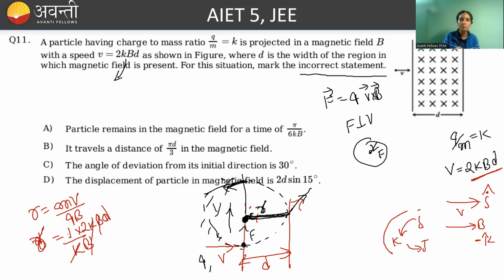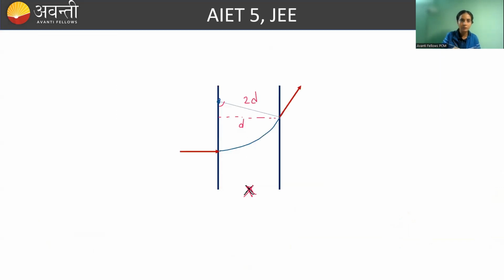So A talks about the particle remaining in the magnetic field for what period of time. So here we need to calculate for what amount of time the particle will remain inside this magnetic field. So let's go for the calculation. Here I have drawn it for you. So radius we have got as 2d, and this distance is d. So our charged particle is going along the arc. You can see how much angle this arc is making at the center. Let's call it theta. So I'm saying this point is O, this is P, this is Q.